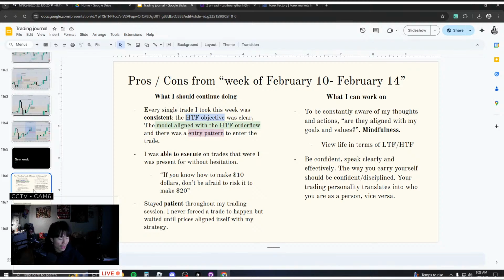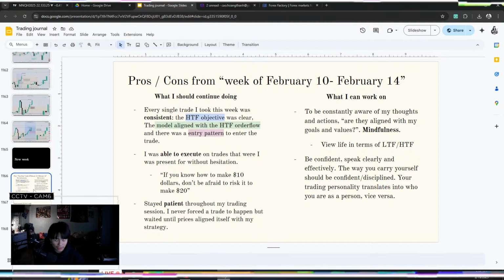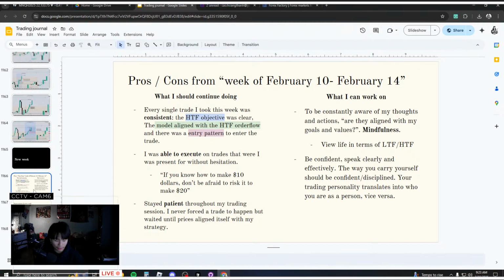And I believe that if I'm going to be a disciplined trader, I should also be a disciplined human in general, right? I cannot be a disciplined trader and not be a disciplined person in general. There's no correlation, right? There has to be some sort of alignment here. And yeah, that's just some things that I need to continue to work on.